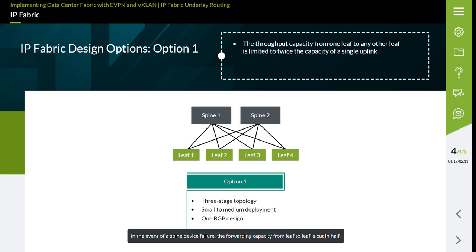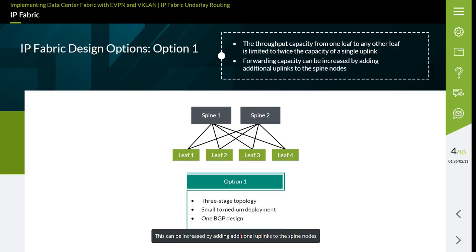In the event of a spine device failure, the forwarding capacity from leaf to leaf is cut in half, which could lead to traffic congestion. This can be increased by adding additional uplinks to the spine nodes using technologies such as link aggregation group or LAG. However, this type of design places a large amount of traffic on a few paths through the fabric.